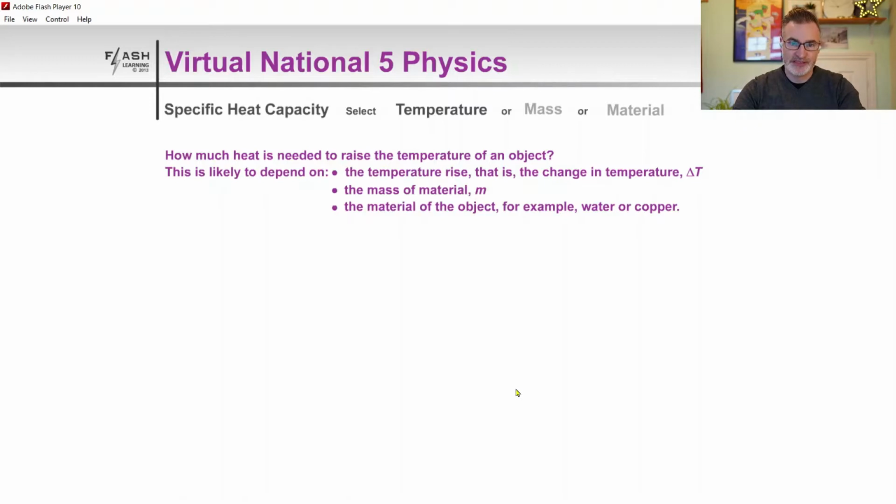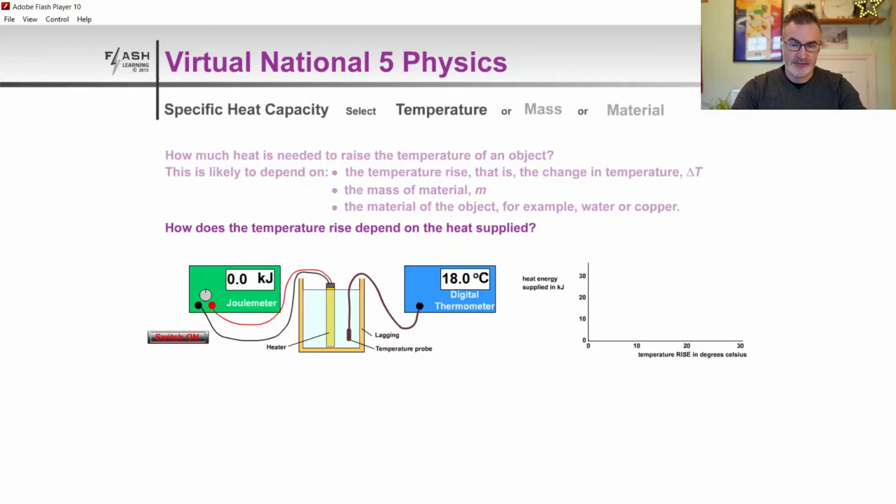Here we're going to look at specific heat capacity, and in this series of experiments we're going to look at the amount of heat energy that's required to change the temperature of an object. And so what we have is a joule meter. The joule meter will measure the amount of energy. It's going to measure in kilojoules.